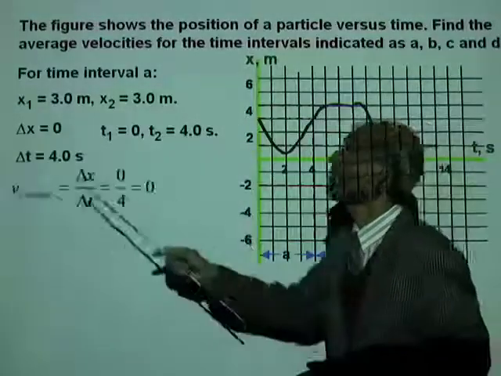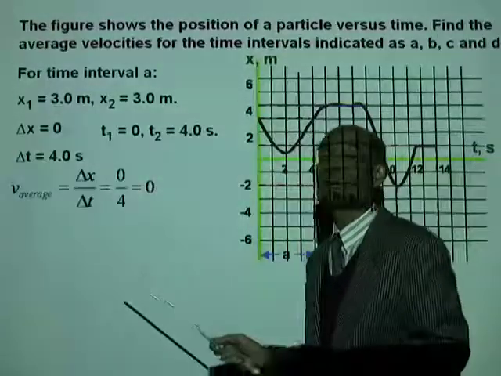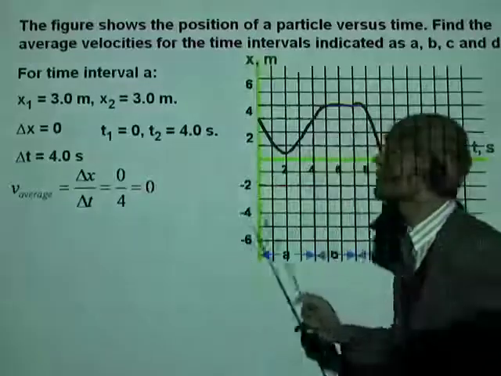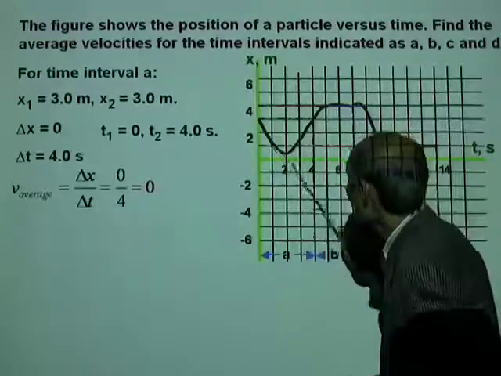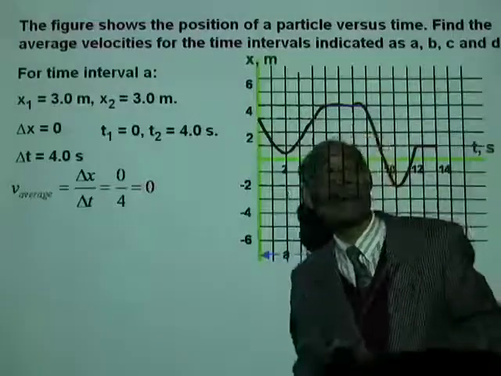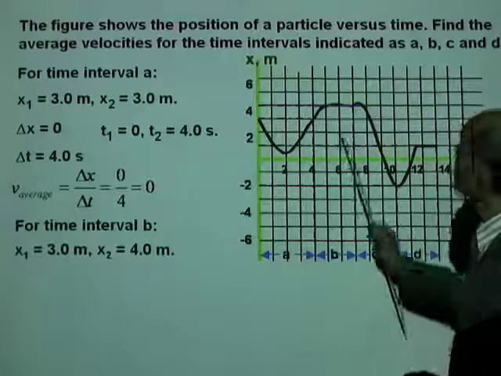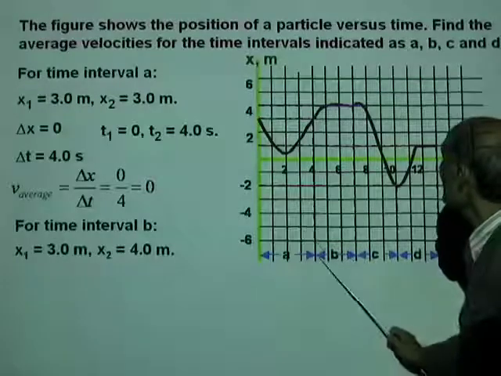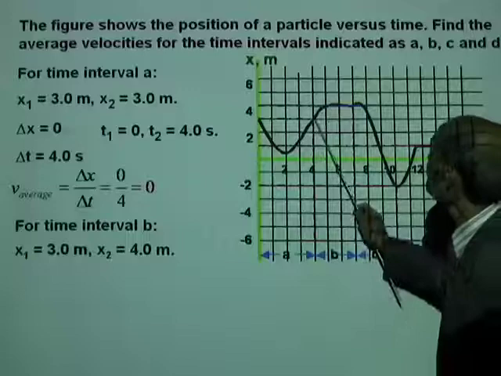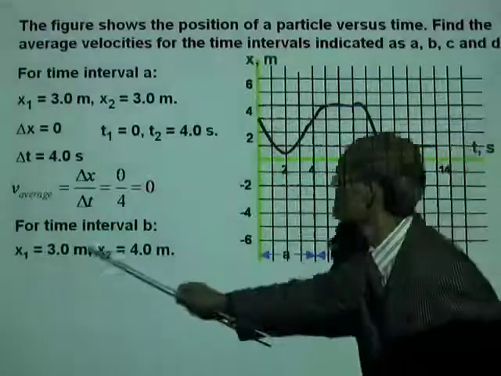Therefore, average velocity is delta x divided by delta t, that is 0. Because the displacement is 0, the average velocity for that time interval is 0. Alright, let's go to the time interval B. Tell me, what is the initial position? The initial position is x equal to 3 meters.